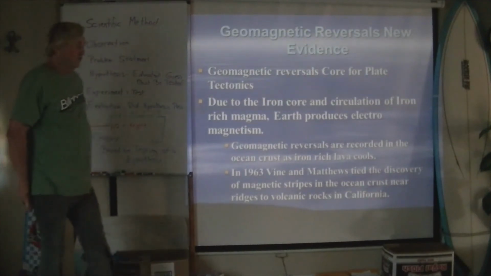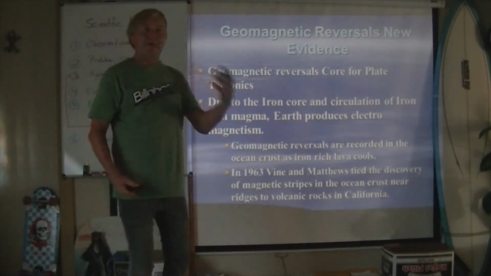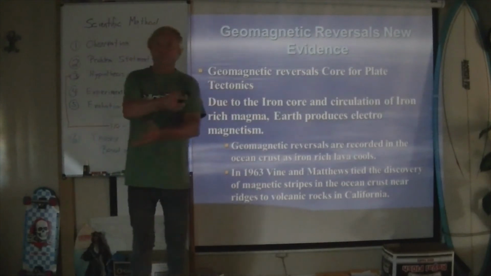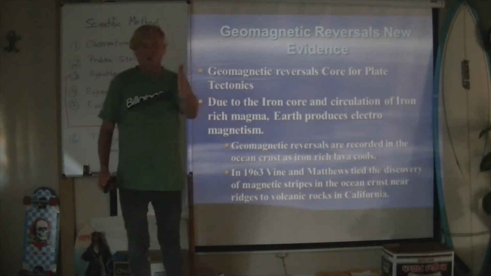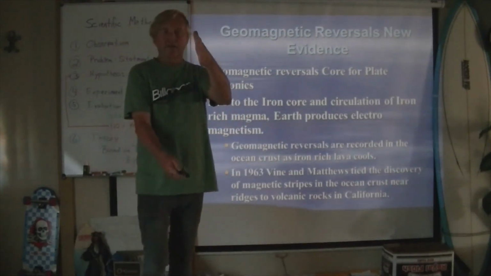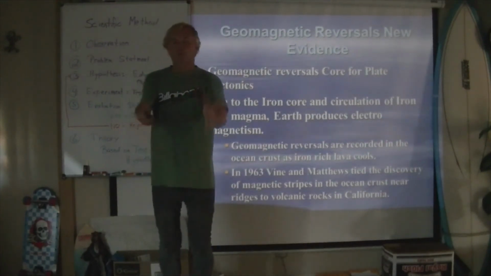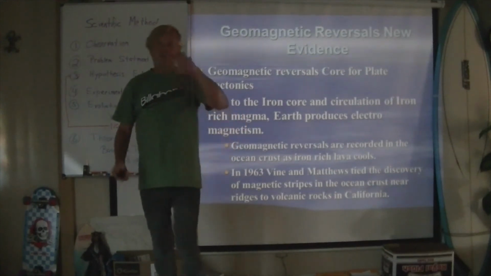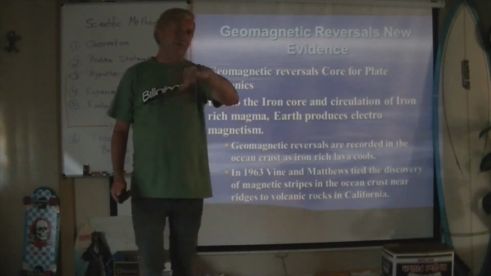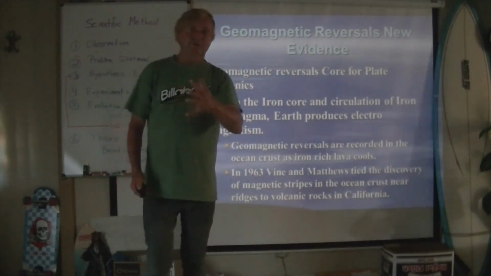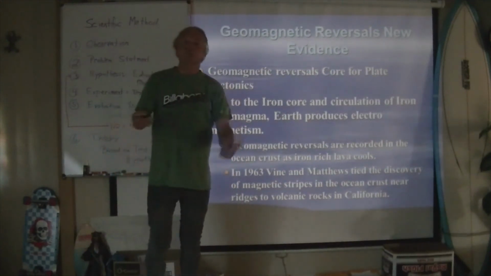So the result was that they realized that the Earth's magnetism switched. So Earth's magnetic North Pole and Earth's magnetic South Pole, on an average of every 200,000 years, these poles switch. That doesn't mean that geography changes, that the South Pole becomes the North Pole and vice versa. It simply means that magnetism switches.